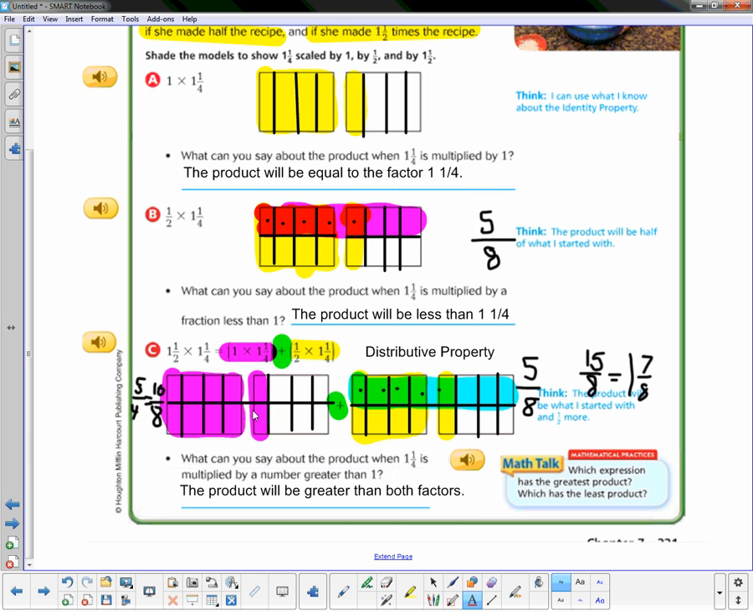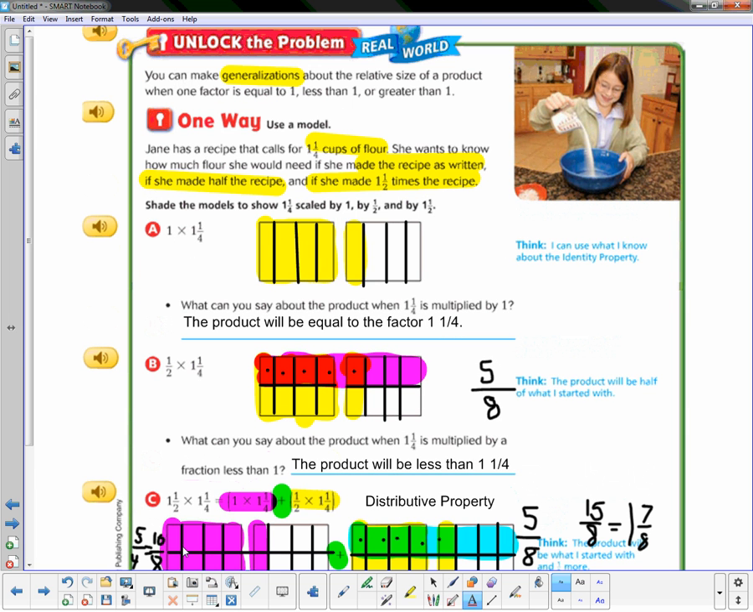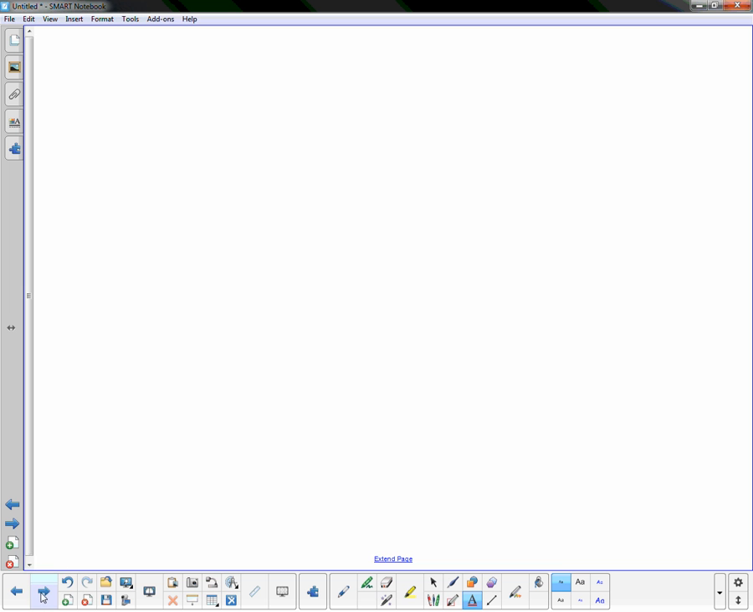So when we multiply a number by 1, it stays the same, it's equal to. When we multiply it by a fraction, we get less. When we multiply a mixed number times another mixed number, the product's going to be bigger than both of them. Let's look at another way to solve this.